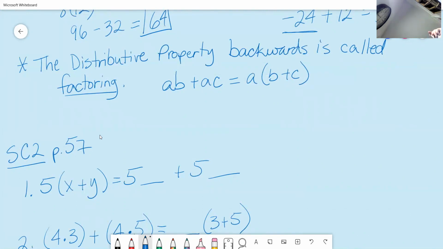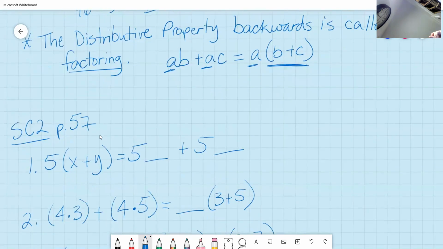So what it's saying is that AB plus AC equals A times B plus C. So what you need to be able to recognize here is the fact that A is your common factor in both of these. And so you can take A out and you've created two separate terms that you're multiplying together.